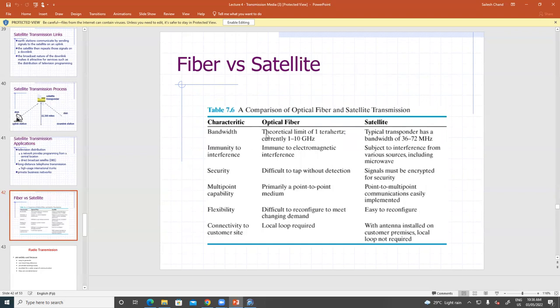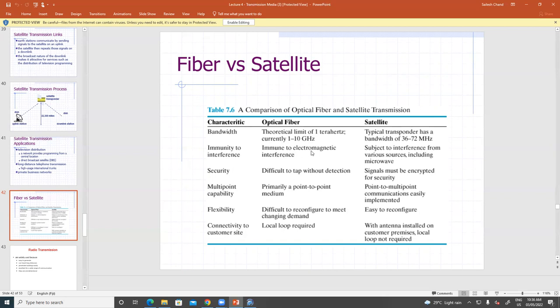Bandwidth, it says the theoretical limit of 1 terahertz. But for a satellite, it's about 36 to 72 megahertz, that is million hertz. And this is in billion hertz. So that means fiber is much better when compared on bandwidth, but then we cannot lay cables everywhere. So that's where the satellite comes in.